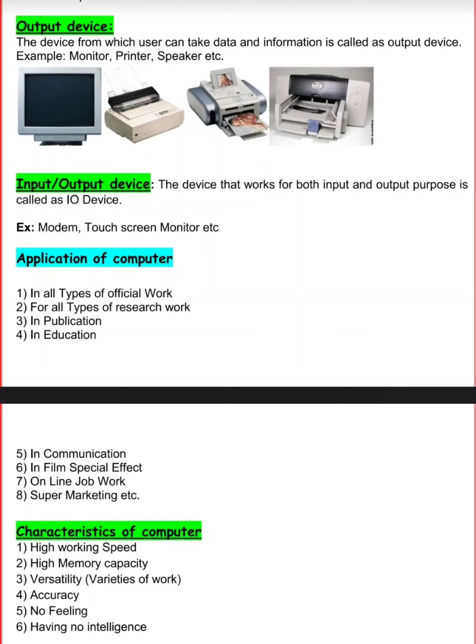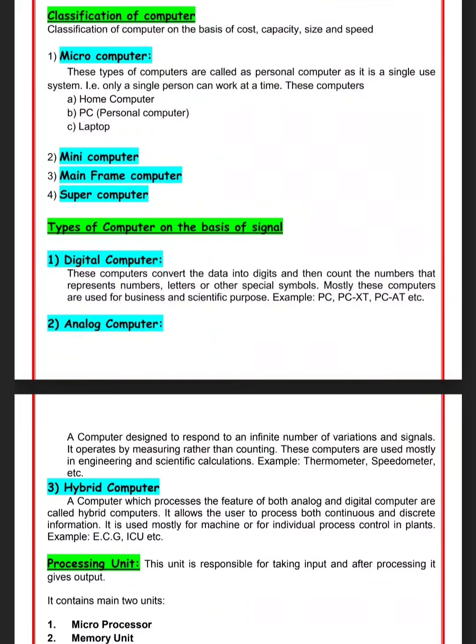Classification of computer: classification of computer on the basis of cost, capacity, size and speed. Microcomputer: these type of computer are called personal computer as it is single usage system, that is only one person can work at a time. These computers are home computer, PC, personal computer, laptop. Mini computer, mainframe computer, supercomputer. Types of computer on the basis of signal: digital computer, analog computer and hybrid computer.